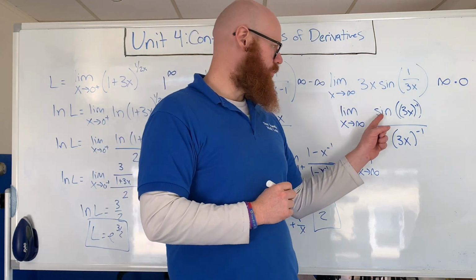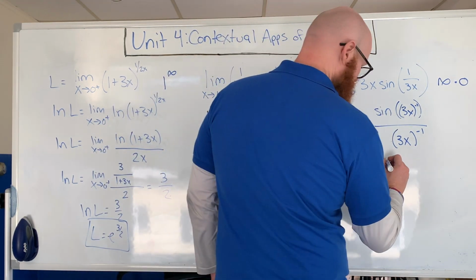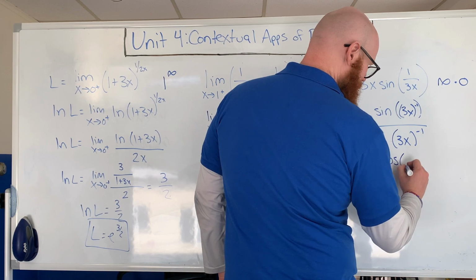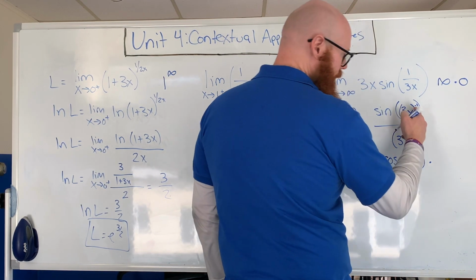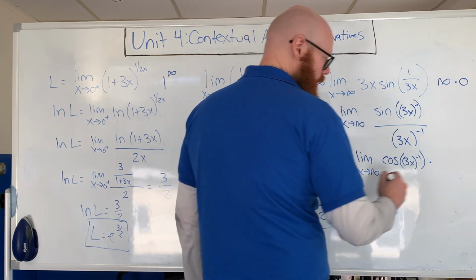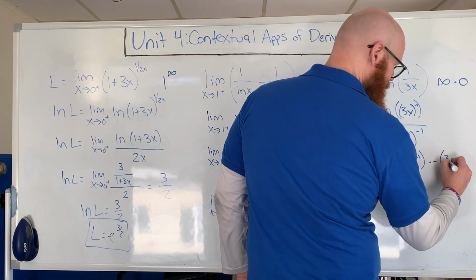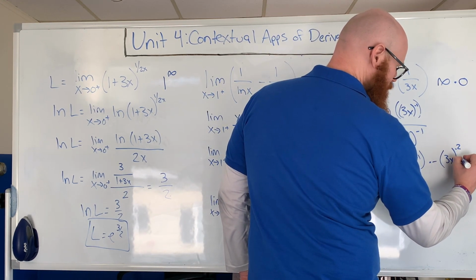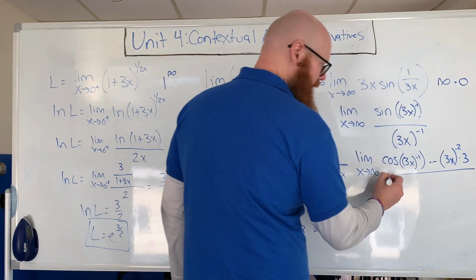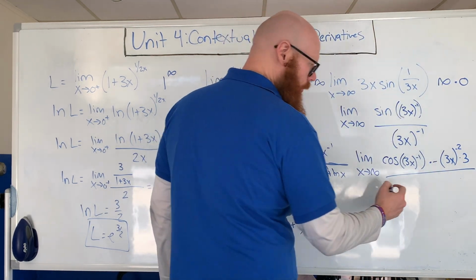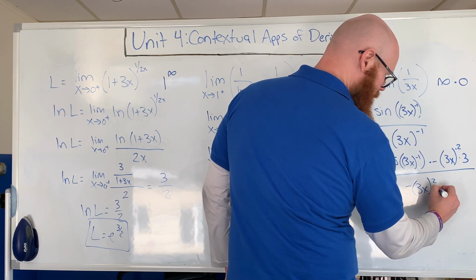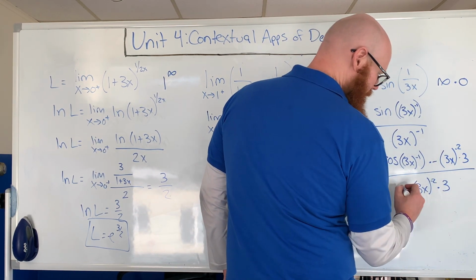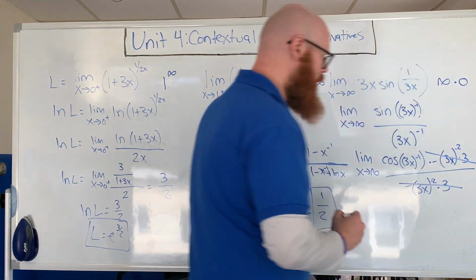So we're going to do the derivative of sine as cosine. So it's the cosine of 3x to the negative 1 times the derivative of 3x to the negative 1, which is negative 3x to the negative 2 times 3. Don't forget that multiply by 3, the chain rule. On the bottom, we're going to get the same thing. So I'm going to end up just canceling this out anyway because I just did this derivative. And then this whole thing is going to cancel with that whole thing.